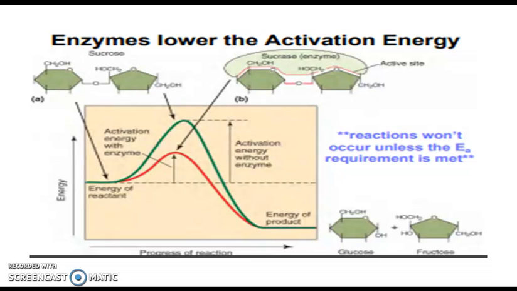These are the enzymes which lower the activation energy. The reaction doesn't occur unless the activation energy requirement is met. Here we see the activation energy with enzyme, the energy of the reactants, and the activation energy without enzyme. Due to the presence of enzymes, the activation energy is lower, so there is no need for the energy to rise as much.